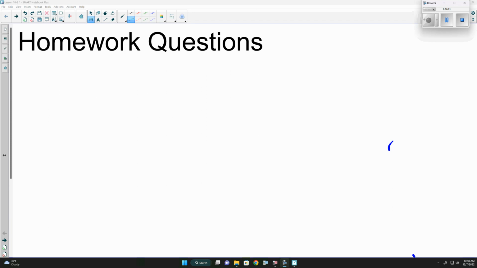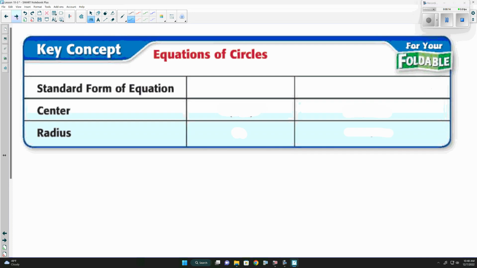All right, guys, are there any questions over the assignments so far? Any questions over anything we've done so far? What we're doing today is going over the equation of all the points that are equidistant from a given point.